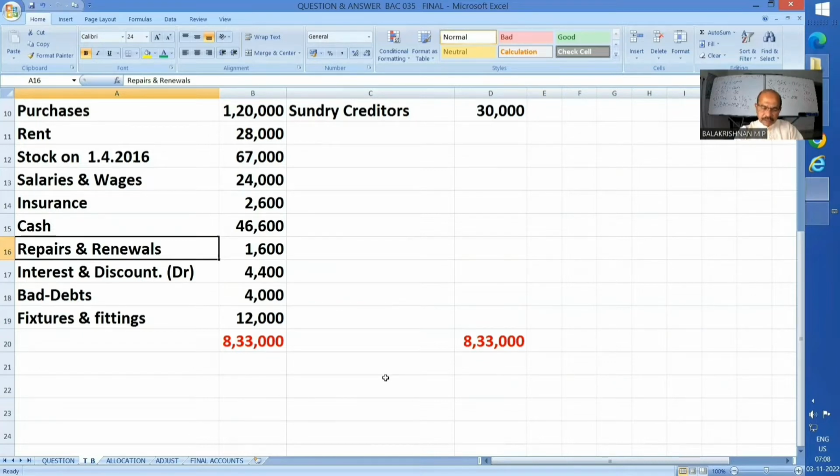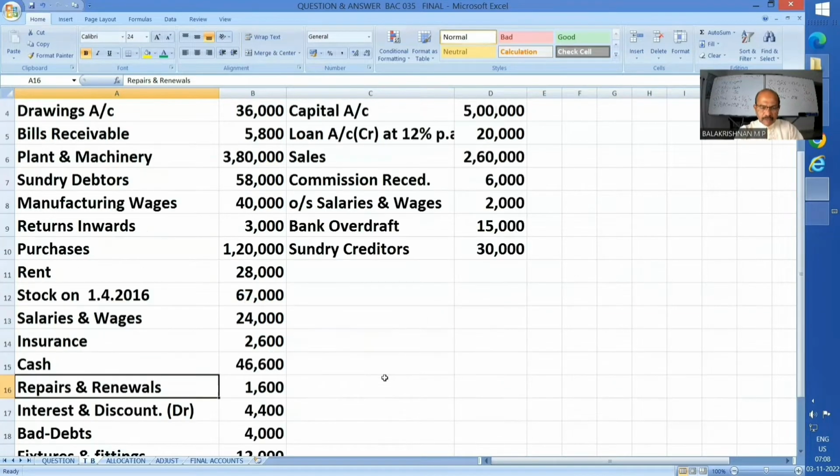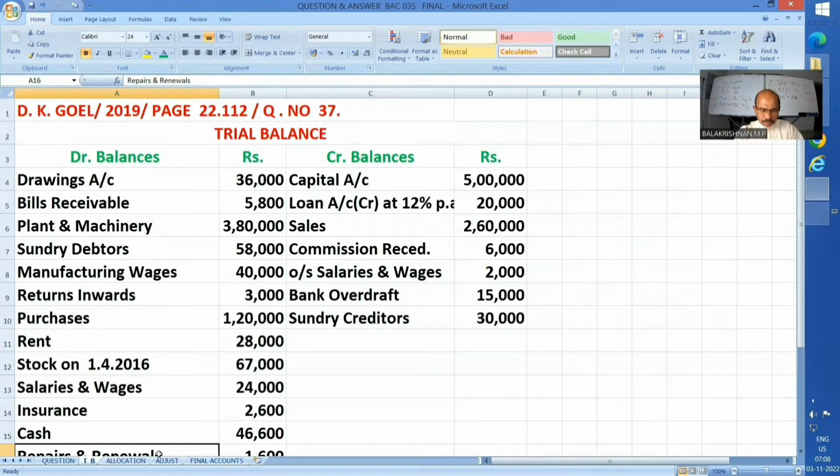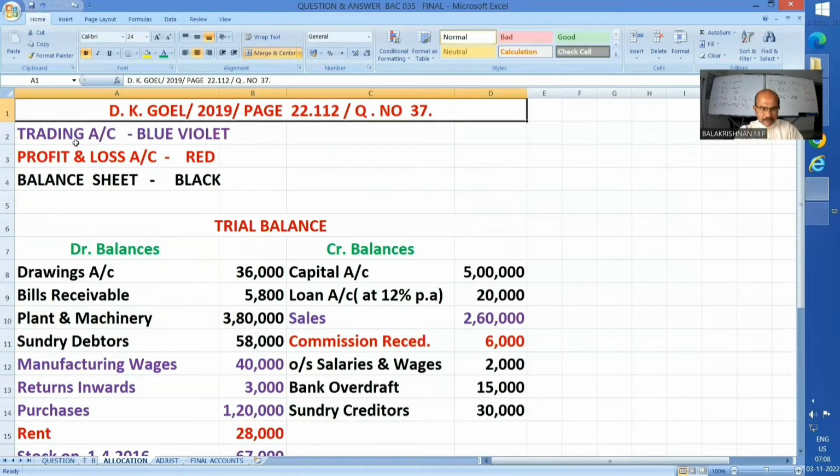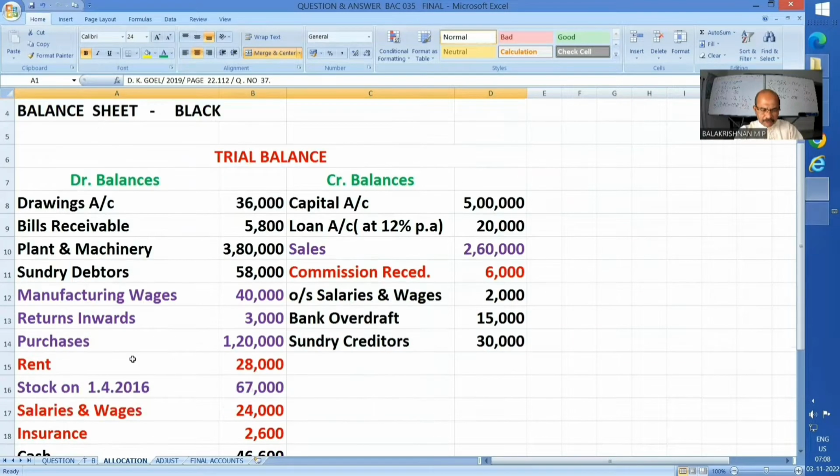Well, the next thing is, this is of course for teaching purpose. I am allocating the items. Blue violet one to trading account, red one to profit and loss account, and the remaining black one to balance sheet.